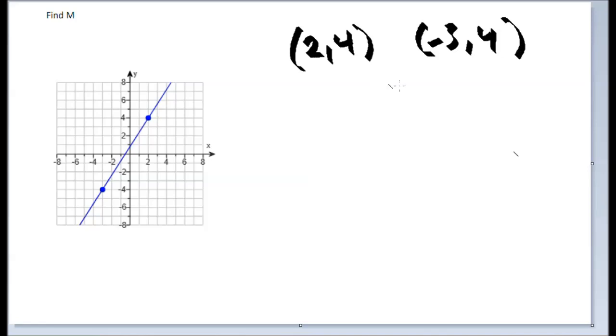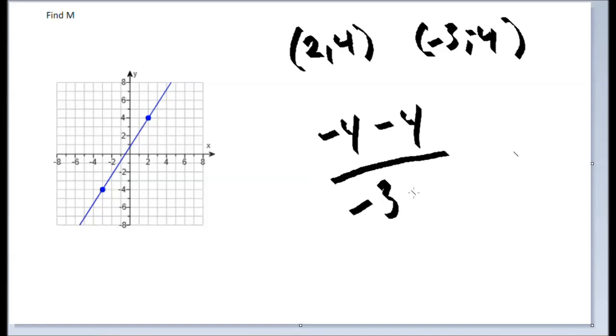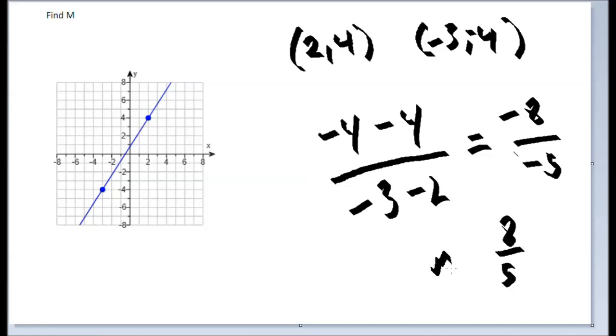And then we can just find the slope by saying, that's a negative 4, sorry, I didn't have my point. So negative 4 minus 4, so -4 minus 4 divided by -3 minus 2. And then we're going to get -8 divided by -5, which, by the way, is positive 8 over 5, and that would be our slope right there.